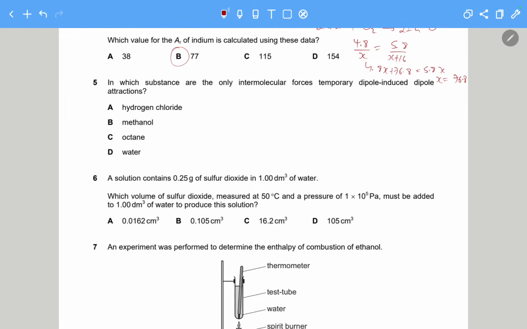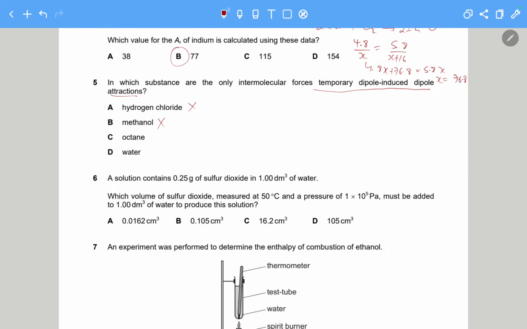In which substance are the only intermolecular forces temporary dipole induced dipole attractions? So temporary dipole induced dipole attractions, this should ring a bell that it's only for non-polar molecules. So we look at option A, hydrogen chloride. Very polar, cannot be the answer. It will either have hydrogen bonds, less likely, but more likely permanent dipole attractions. Methanol, we know OH groups, hydrogen bonds, cannot be the answer.